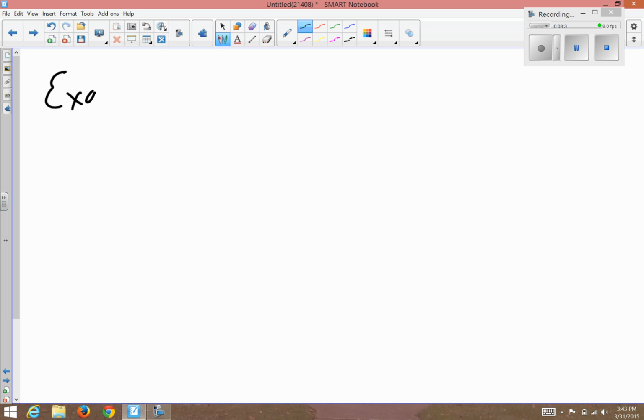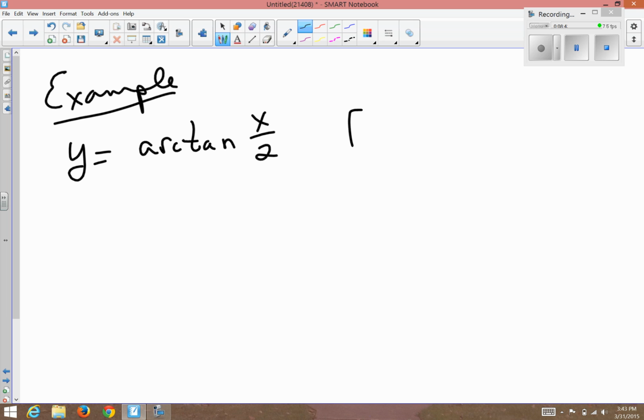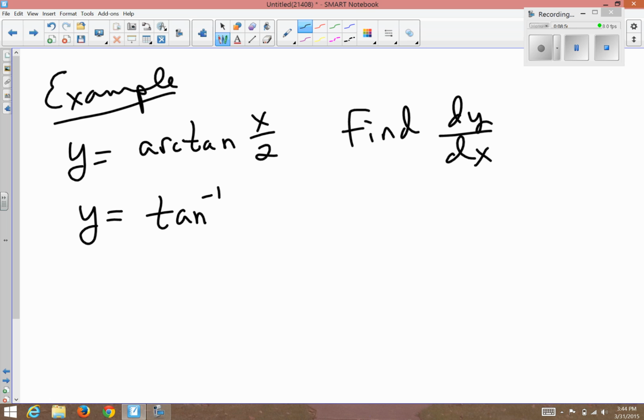Okay, the next example is: if y equals the arc tangent of x over 2, find the derivative of y with respect to x. Arctan x over 2 could also be written like this. Instead of x over 2, I can write 1/2 x.